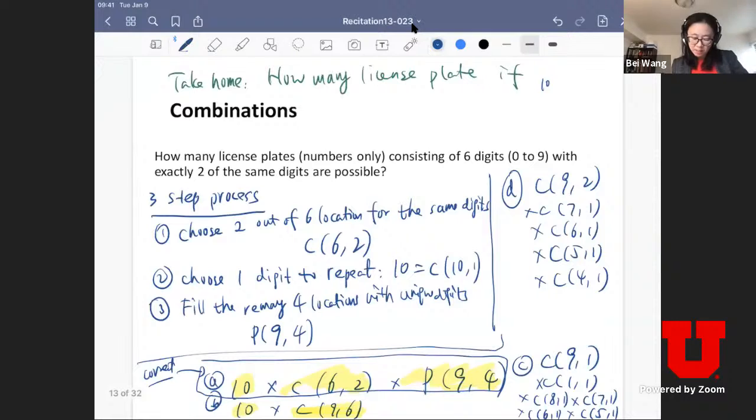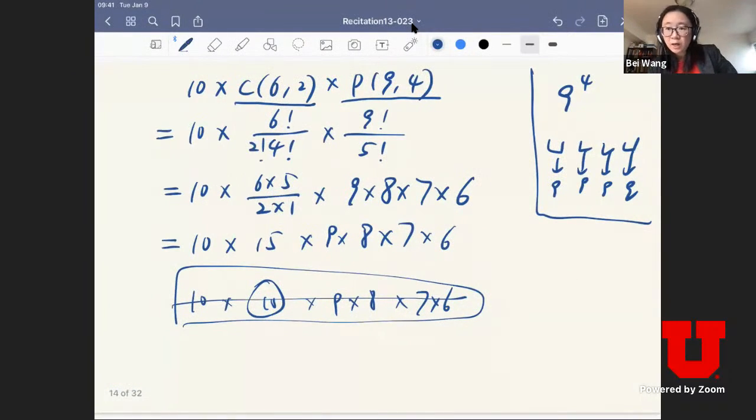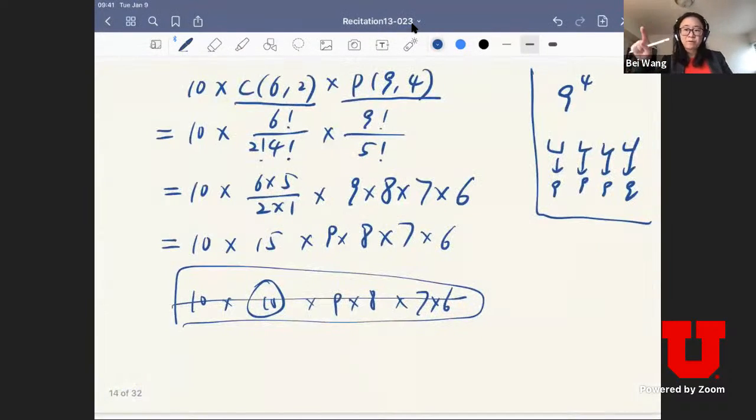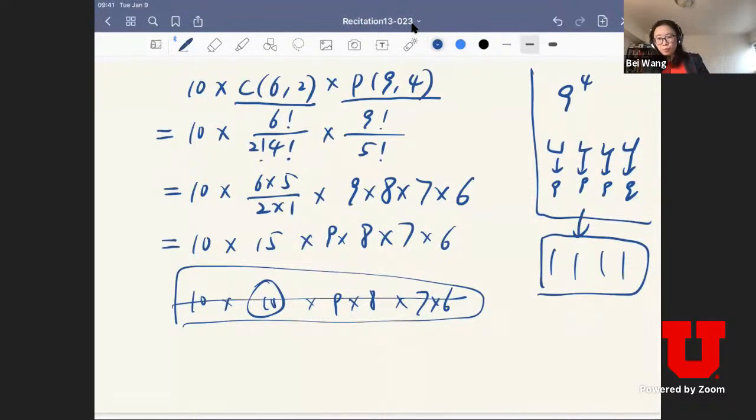However, remember the problem is only exactly 2 of the same digits. So if you do 9 to the power 4, you are allowing most possibilities of repeating digits. That is not allowed. The way we are dividing this problem into 3 steps is to first make sure there's only 2 digits that are repeating themselves, and then the rest cannot repeat themselves. But if you do 9 to the power 4, you're allowing potentially, for example, 1111, which is a particular configuration that is overcounting.